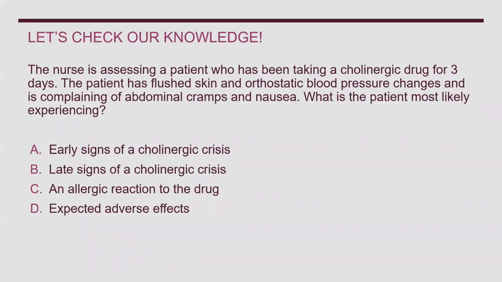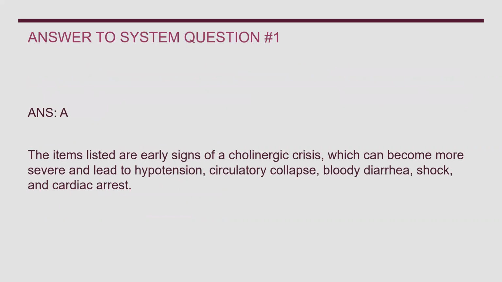A nurse is assessing a patient who has been taking a cholinergic drug for 3 days. The patient has flushed skin and orthostatic blood pressure changes and is complaining of abdominal cramps and nausea. What is the patient most likely experiencing? A. Yes, early cholinergic crisis, because we haven't jumped into that coma or anything just yet. We're still at the early stages.